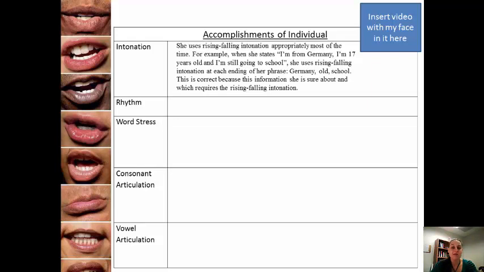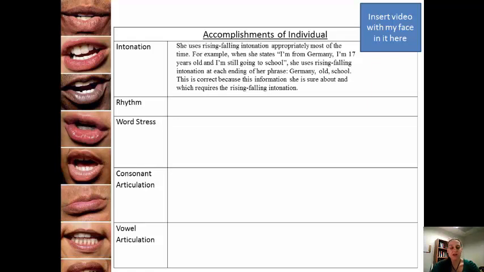When she states, "I'm from Germany, I'm 17 years old, and I'm still going to school," she uses rising falling intonation at each ending of her phrase. So it falls on Germany, it falls on old, and it falls on school. And then I describe why this is appropriate. This is correct because this is information she is sure about, which requires the rising falling intonation pattern.